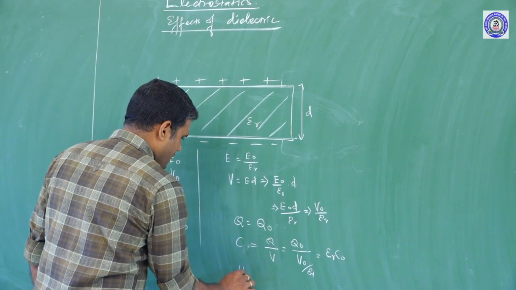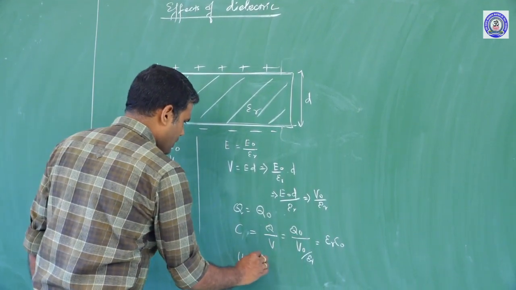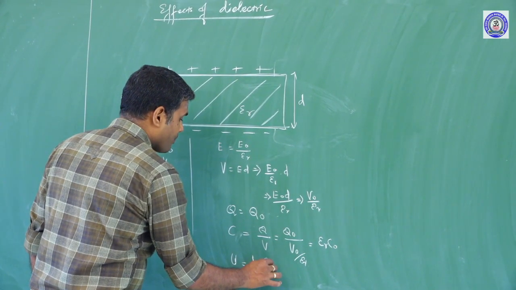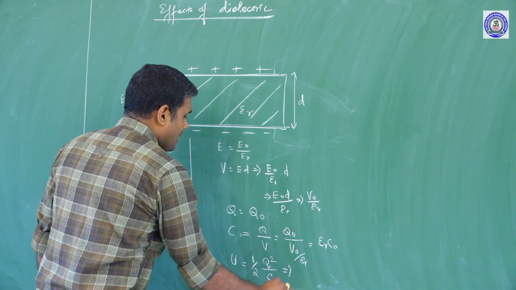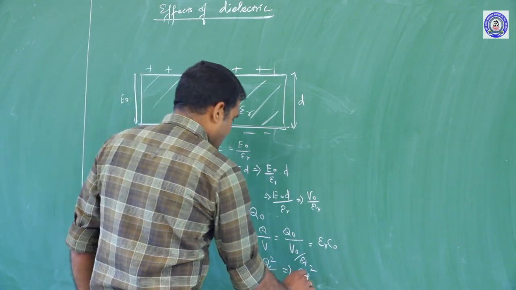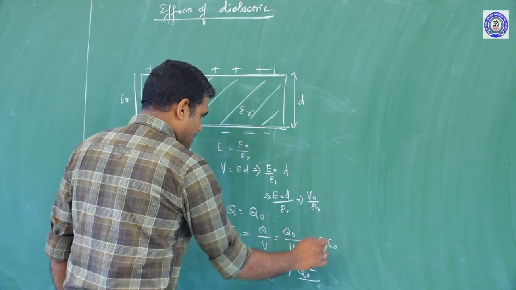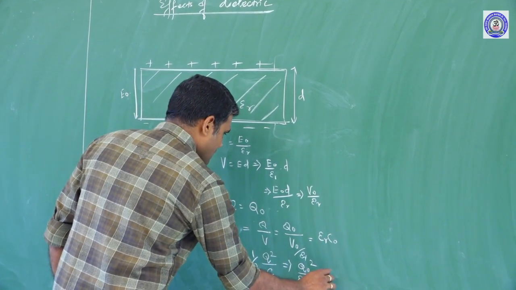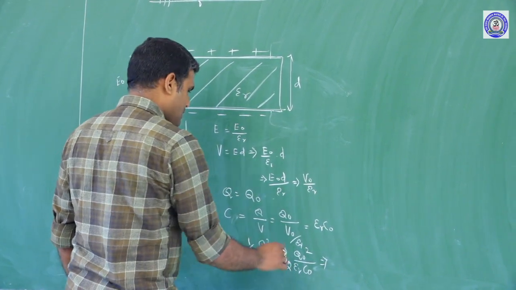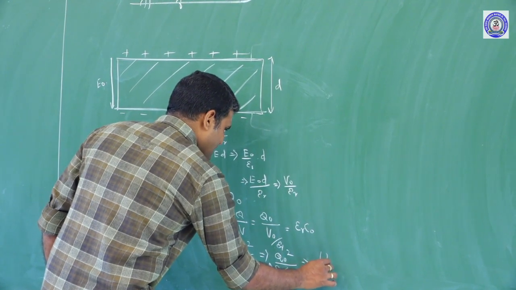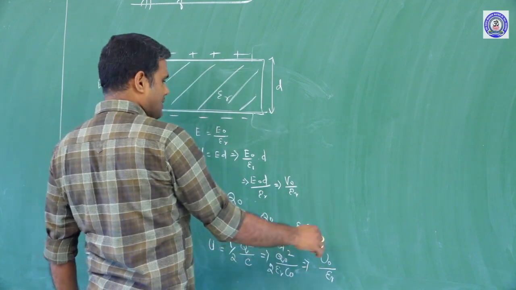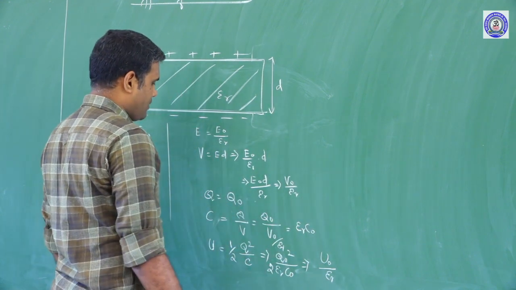So the capacitance increases by epsilon r times. Then when you speak about potential energy, U equals half Q square divided by C, since the charge is constant. As the charge is Q naught itself, I can write half Q naught square divided by the capacitance, which is epsilon r C naught. So half Q naught square divided by C naught is U naught, and that is divided by epsilon r. So I can say potential energy decreases by epsilon r times.